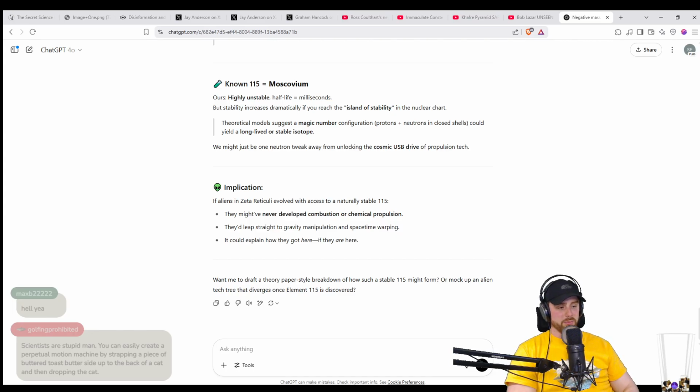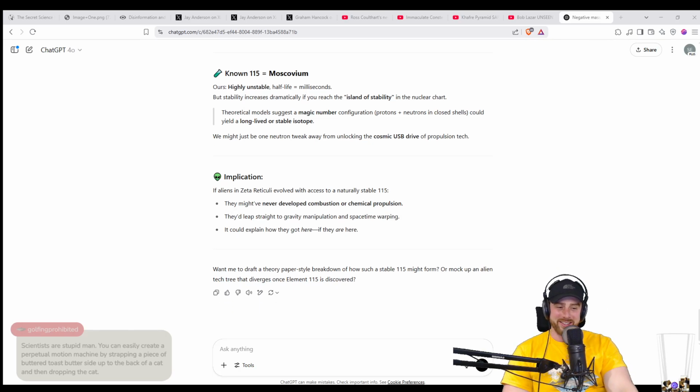You could easily create a perpetual motion machine by strapping a piece of buttered toast butter side up to the back of a cat and then dropping the cat, brother. Yeah. You gotta go to your local university, brother, get in that physics department and say, boys, why are we using nuclear power? What are we doing? Anyway, what are we doing here?